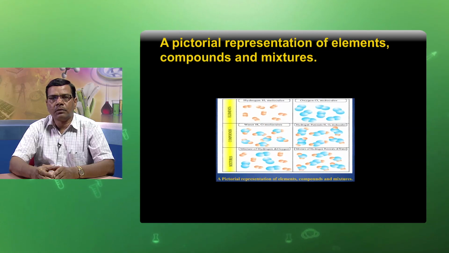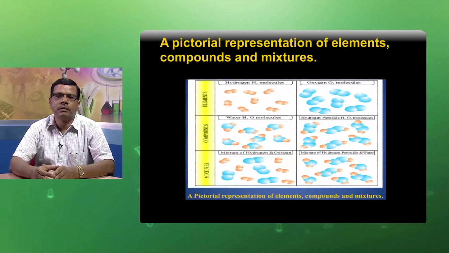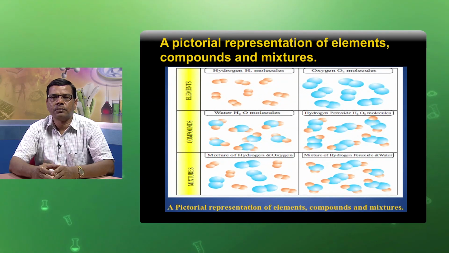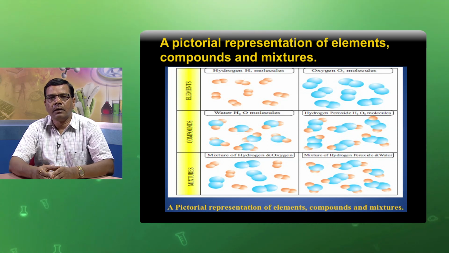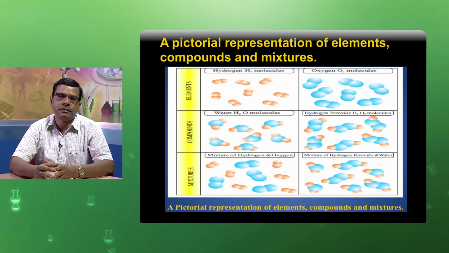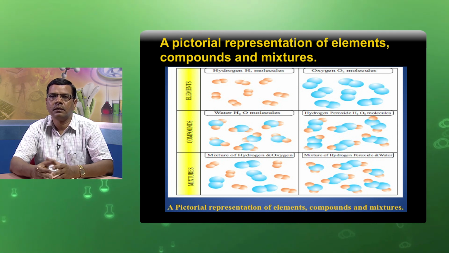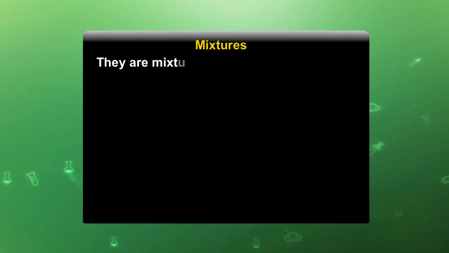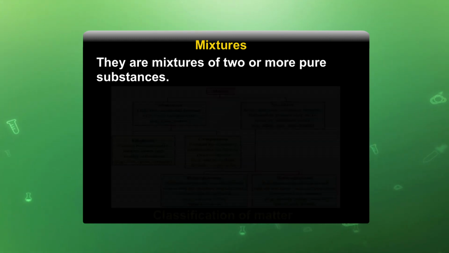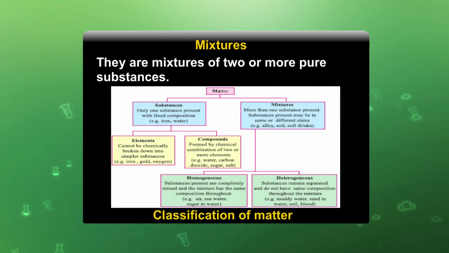This represents the molecular diagram of elements, compounds and mixtures. You can see here that in the case of elements, there is only one kind of atom joined together. In the case of a compound, there are two or more different kinds of atoms joined together to form a compound. And in the case of a mixture, there are different types of elements and different types of molecules, all randomly distributed, and hence it constitutes a mixture. They are a mixture of two or more pure substances. In this diagram, we have shown the classification of matter into different substances.